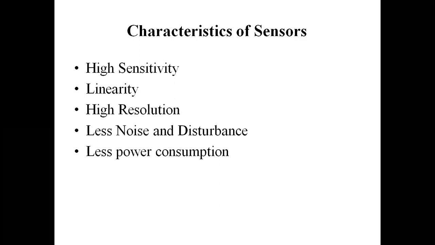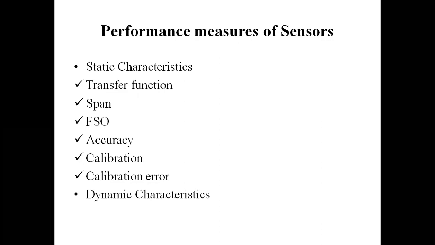So what about its characteristics? High sensitivity. Sensitivity indicates how much the output changes with respect to an input. Okay. And what about linearity? The output should change linearly with the input. That is, we should have a direct proportion between the output and the input. And what about resolution? Resolution is the smallest change in the input that the device can detect. And we should have less noise and disturbance, and around less power consumption.